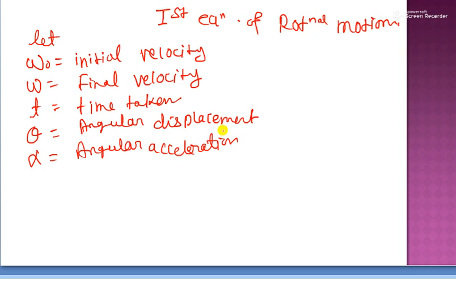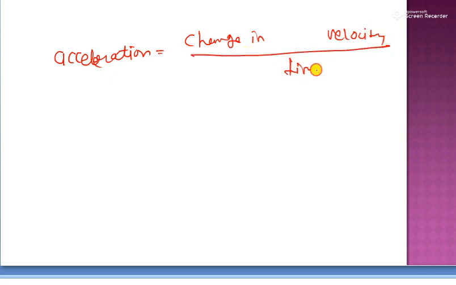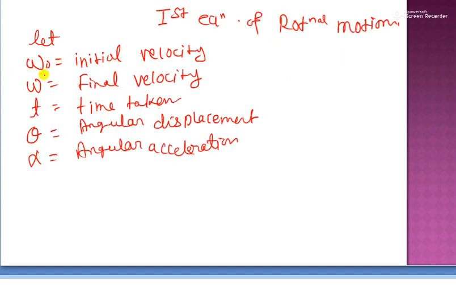Okay students, the above descriptions are common for all three equations of rotational motion. For the first equation, we know that acceleration equals change in velocity upon time. But here we get angular acceleration, so we also use angular velocity. We denote angular acceleration by alpha. Change in angular velocity means final angular velocity minus initial angular velocity, upon time taken. Here final velocity equals omega and initial angular velocity equals omega naught.